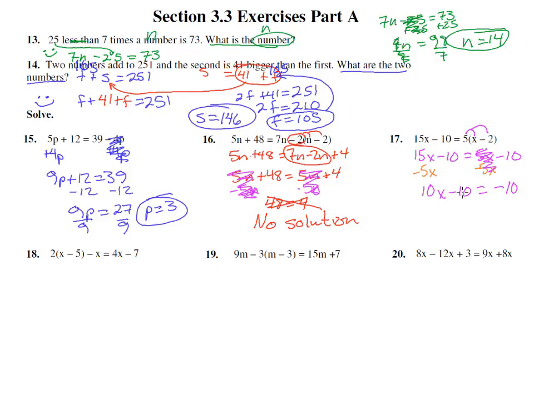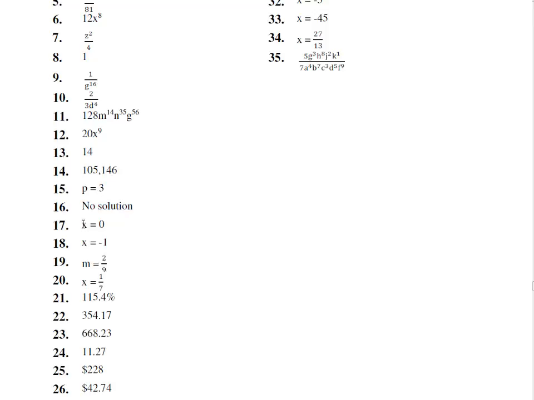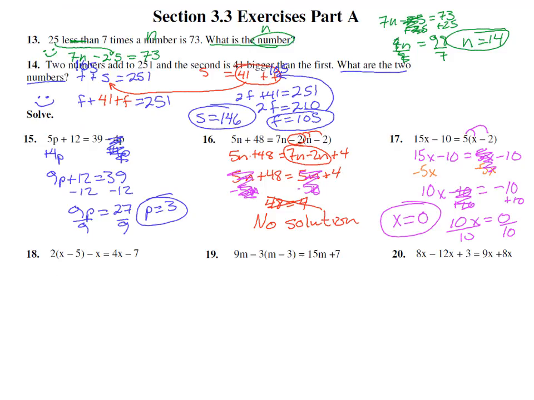So let's get rid of the addition subtraction. Add 10 to both sides. We get 10x equals negative 10 plus 10 is a 0. Divide by that 10, divide by that 10, and we get x equals 0 divided by 10 is 0. Let's check our answer. X indeed is 0.